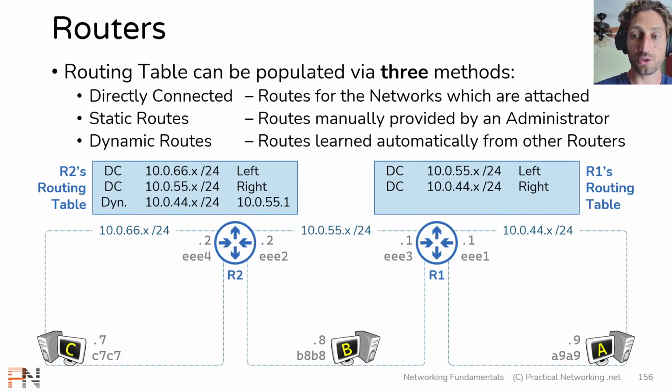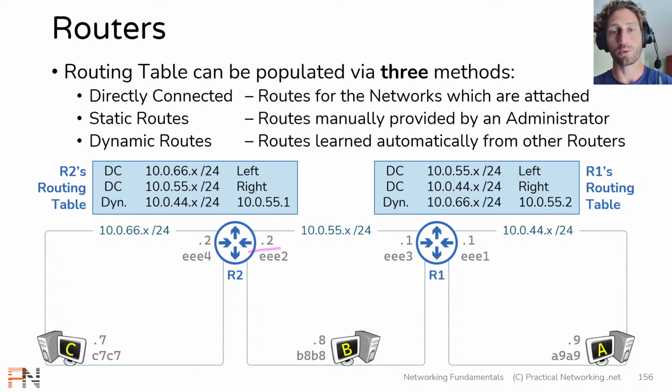But it's also going to work in the other direction. R2 is going to do the same thing. It's going to be like, listen, I know about these three networks, and R1 will be like, well, I know about these two, but anything for the 10.0.6.0, I'm just going to send it to you, to the 10.0.5.2 IP address rather. So that's what a dynamic route is.